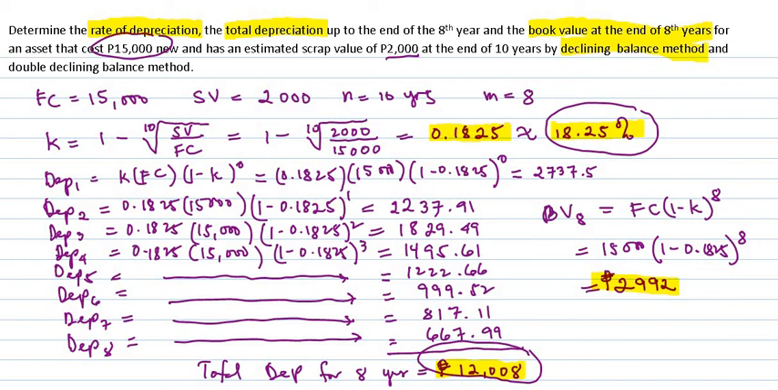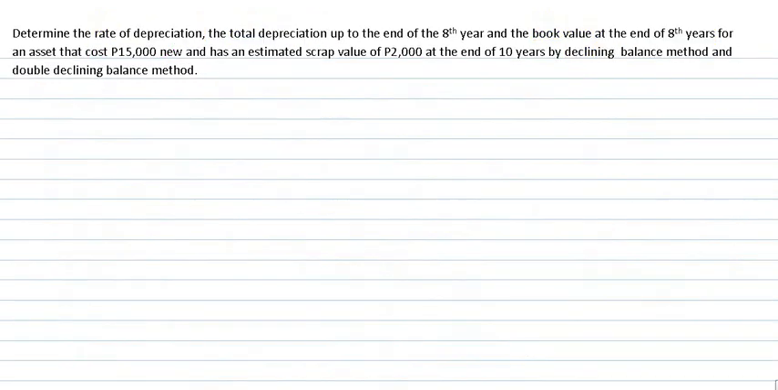So that is the declining balance method. This time we will proceed to the double declining balance method. Again, our first cost is 15,000. Our scrap value, or the salvage value, is 2,000. So I will change this one.